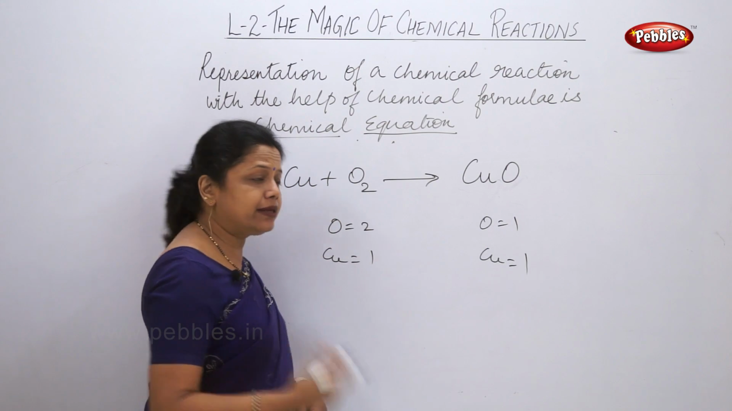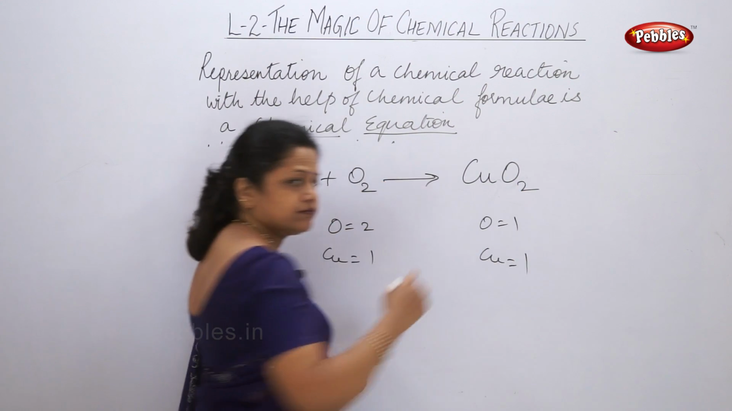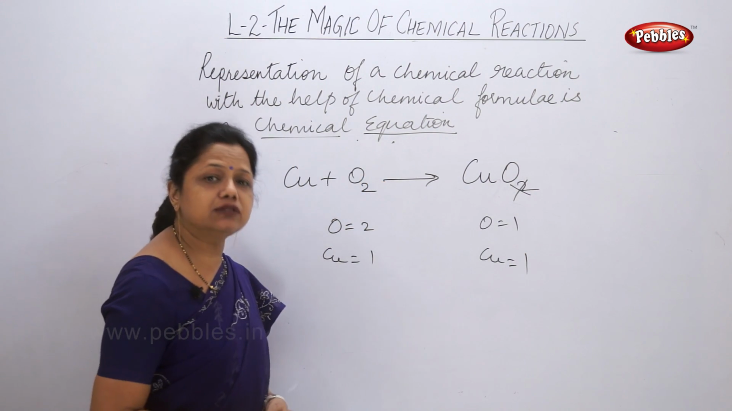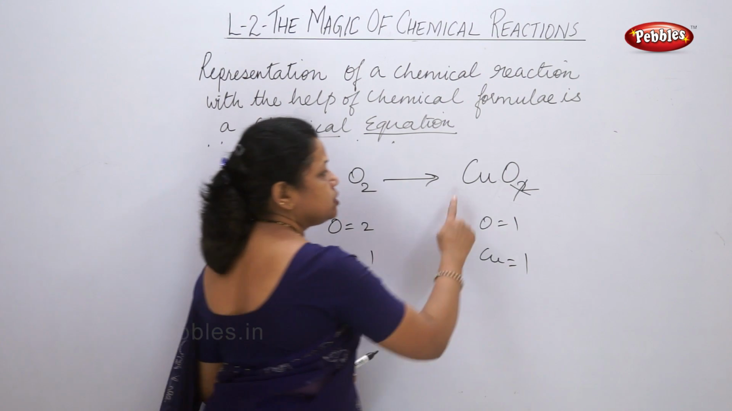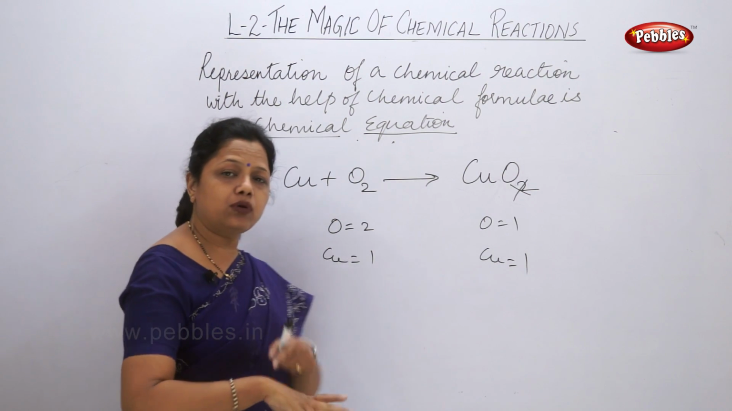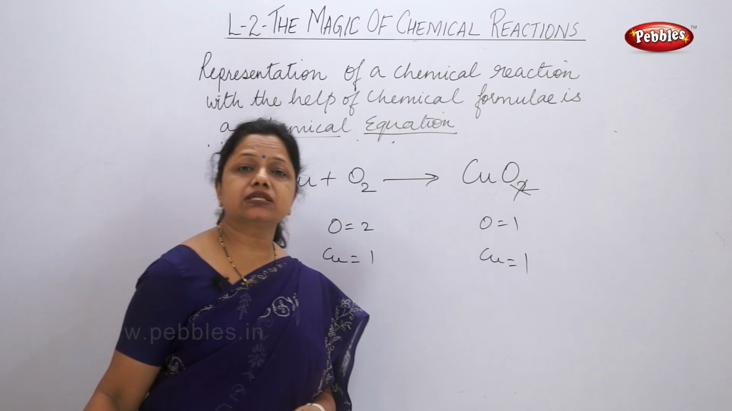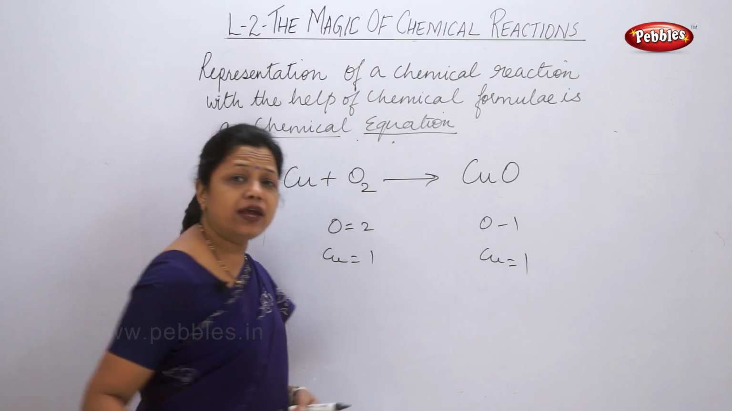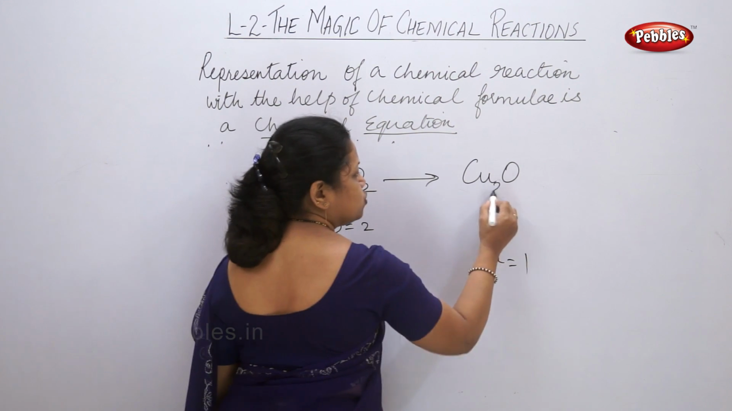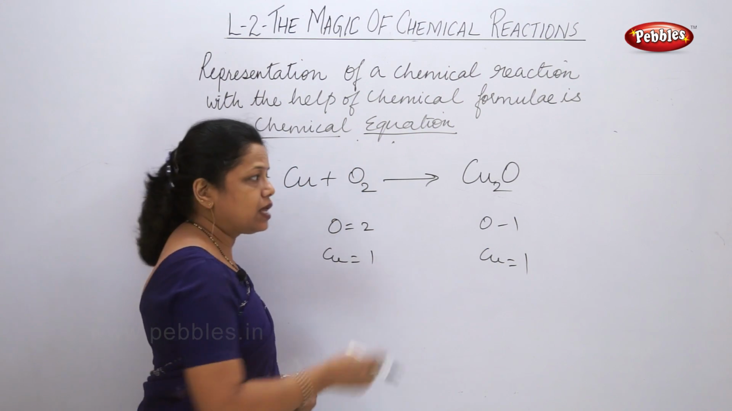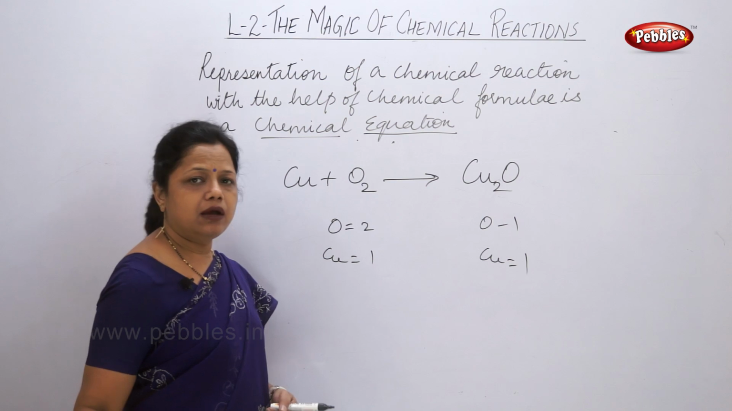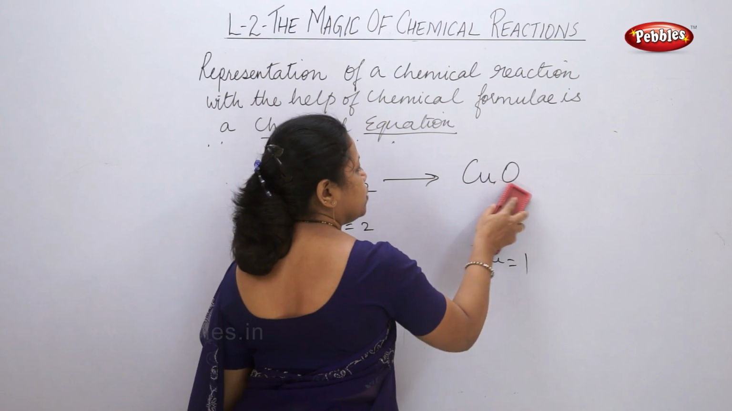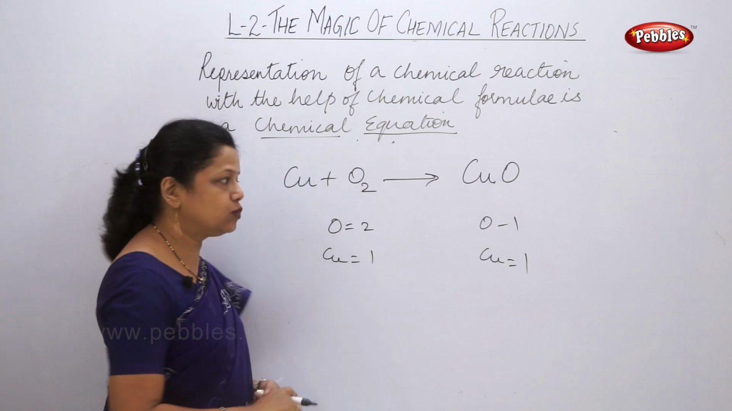But while making 2, can I write it like this? No, this is wrong. You cannot change the formula. When I am writing CuO and 2 here, I am totally changing the formula, which is completely wrong. I cannot write 2 here. Then where should I write 2? Can I write 2 here? No, because again I am changing the formula. Formula doesn't change when we balance a chemical equation. So I cannot write 2 here to balance.